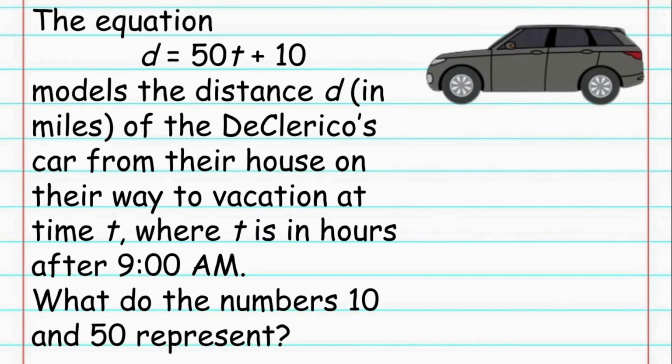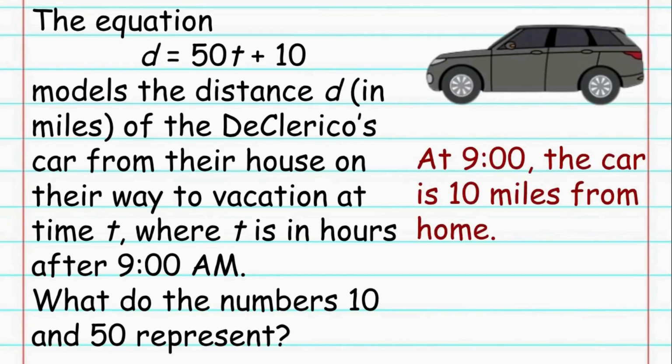Think about it, pause the video, try this problem on your own, and unpause when you have a solution. Okay, I'll assume we're ready for the answers. At 9 a.m., the car is 10 miles from home. This 10 right here is a starting point. It's our y-intercept. A y-intercept is the value of d in this case when t equals 0. When no time has passed, at 9 a.m., the car is 10 miles from our home.